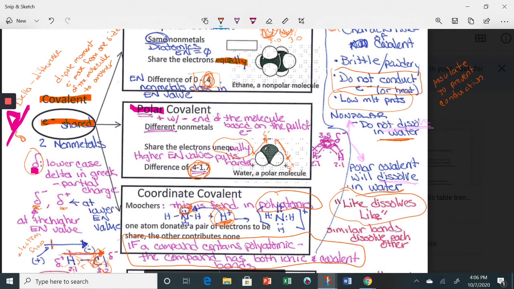I'll bring nothing to the bond, nothing to my relationship, and I will just mooch off of the one with all the electrons. So that's why I call it the moocher bond, because this little hydrogen is just sucking the electrons away, in a sense, from the nitrogen. And when that happens, you get ammonium. So that makes the polyatomic ion.